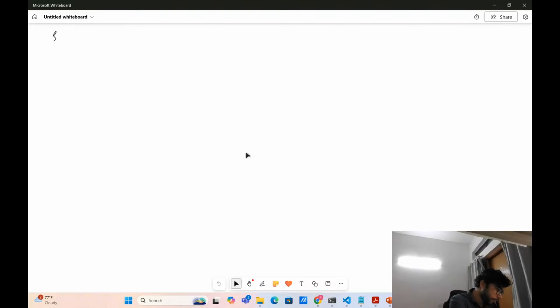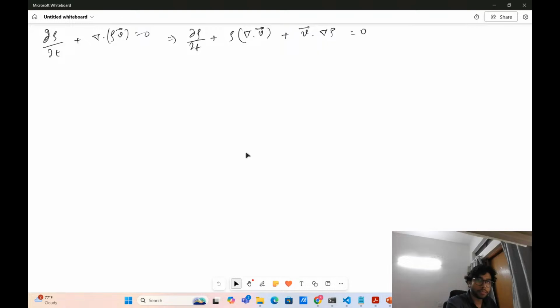So the first condition basically comes from the continuity equation. Del rho/del t plus del dot (rho v) equals to 0, right? So this will become, as I said, del rho/del t plus rho del dot v plus v dot del rho equals to 0. By the way, I guess you can understand which are vectors, but I should give an arrow sign over them.